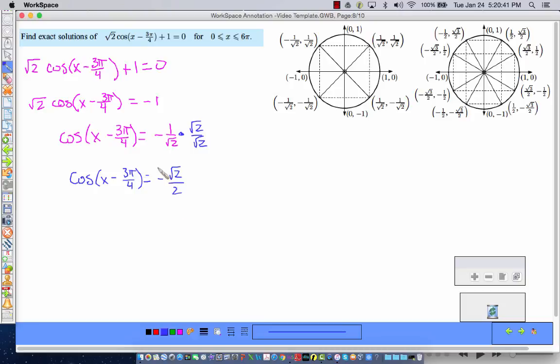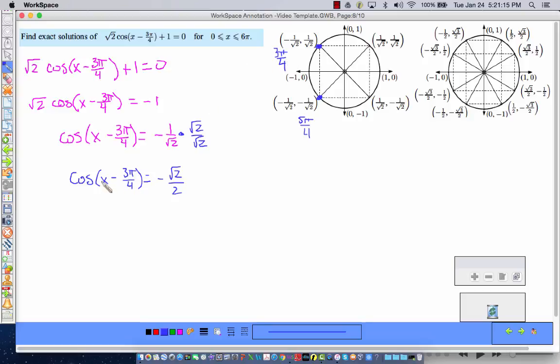So where is cosine equal to negative root 2 over 2? If I look over here, oh look, they're already in this form of negative 1 over root 2. But pretty much the majority of books and exams write the pi over 4s as root 2 over 2. Anyway, cosine is negative root 2 over 2 all the way over here, which is 5 pi over 4. And also right here, which is 3 pi over 4.